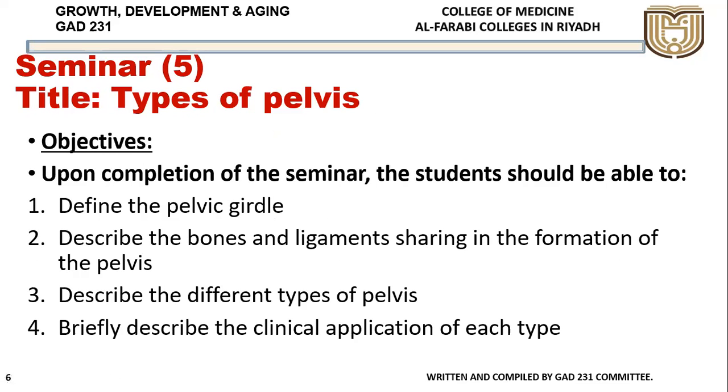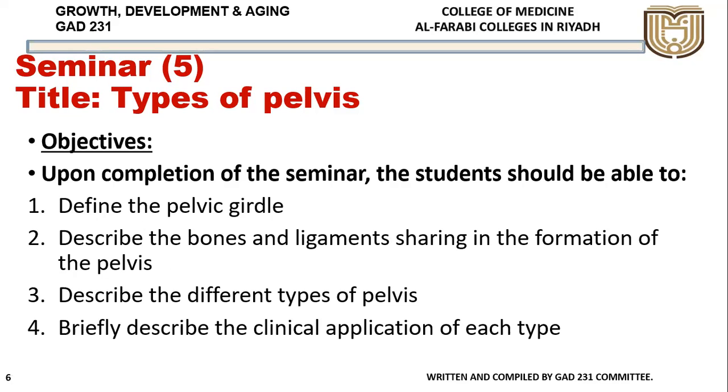In types of pelvis, the hip bone is called the pelvis. The 2 hip bones with the sacrum are called the pelvic girdle. So you should be able to define what is pelvic girdle with pictures and description. Then you should be able to describe the bones and ligaments sharing in the formation of the pelvis. You'll be discussing more than what is there in this objective, with details.